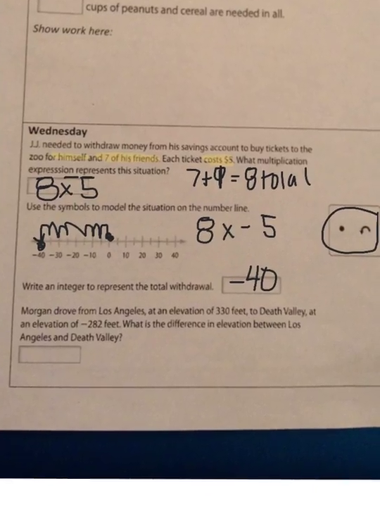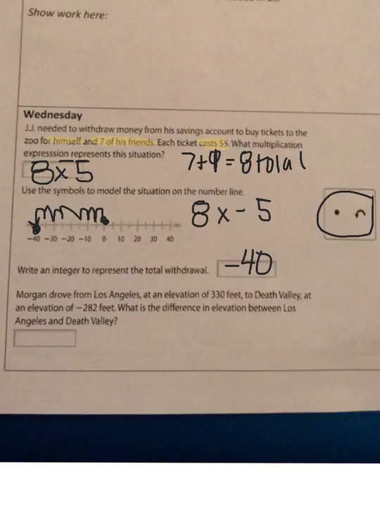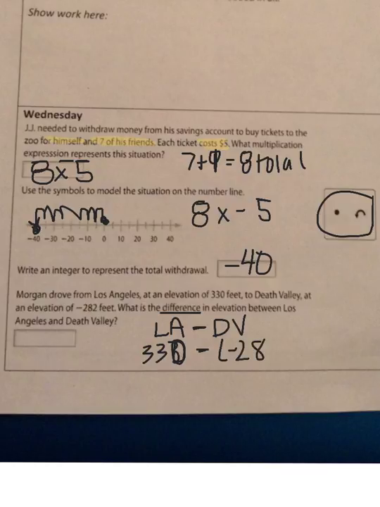Next part, Morgan drove from Los Angeles at an elevation of 330 feet to Death Valley at an elevation of -282 feet. What is the difference in elevation between Los Angeles and Death Valley? All right, so we want to know the difference in elevation between LA and Death Valley. Remember, difference means to subtract. So the elevation of LA is positive 330. And we're going to subtract Death Valley's elevation, which is -282.